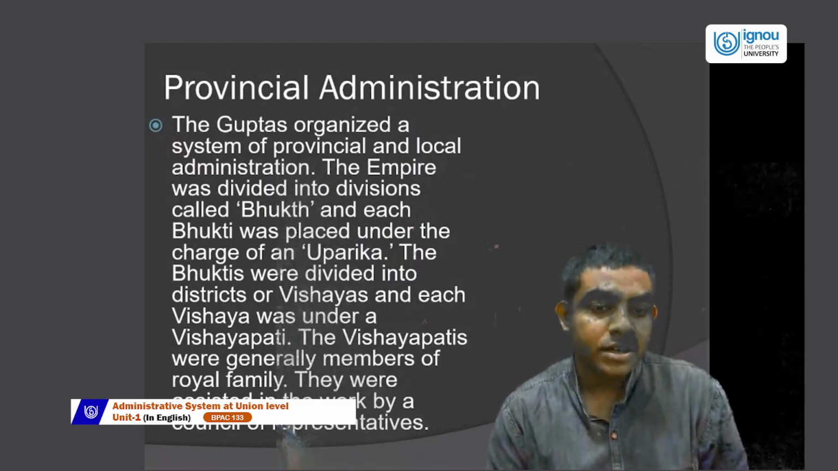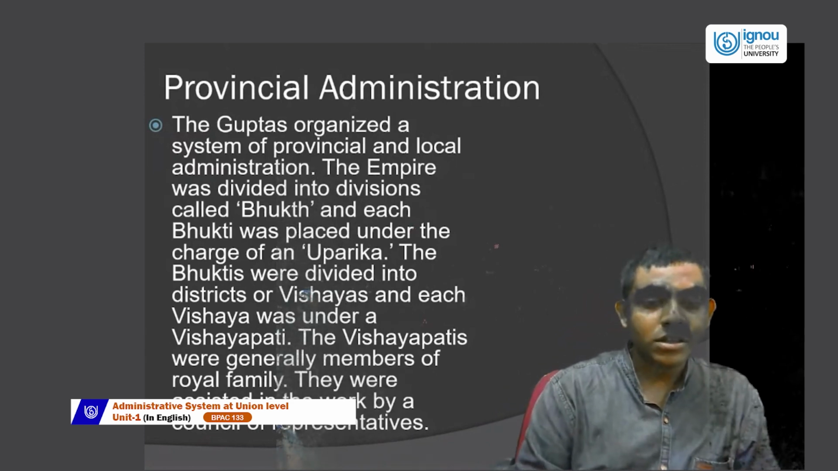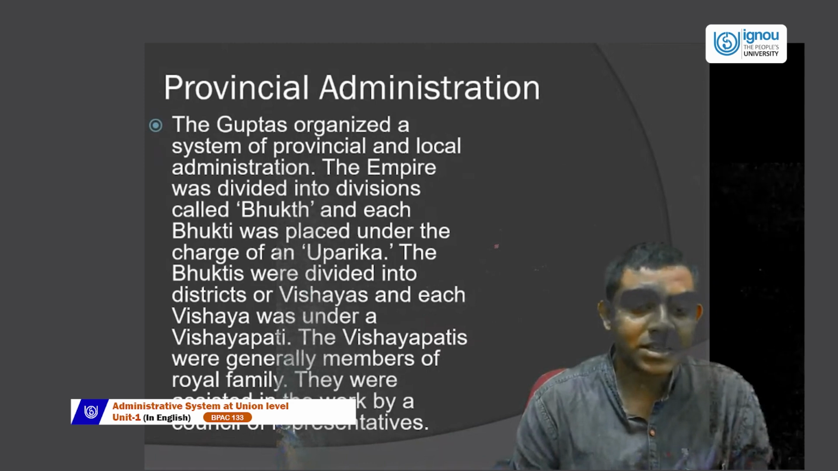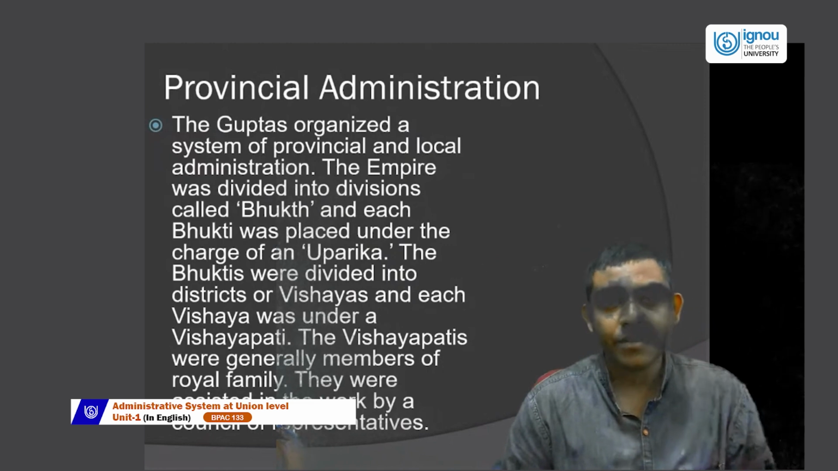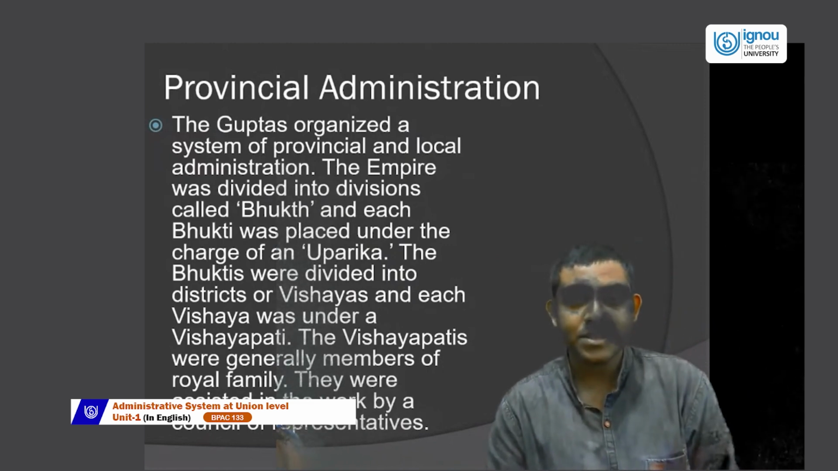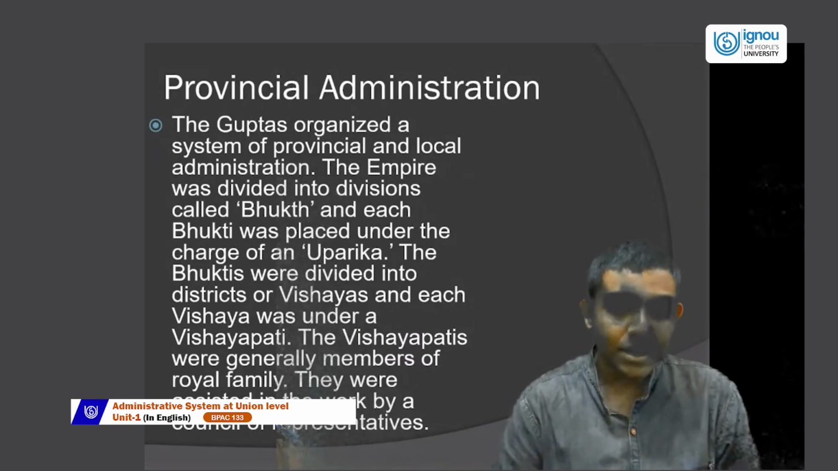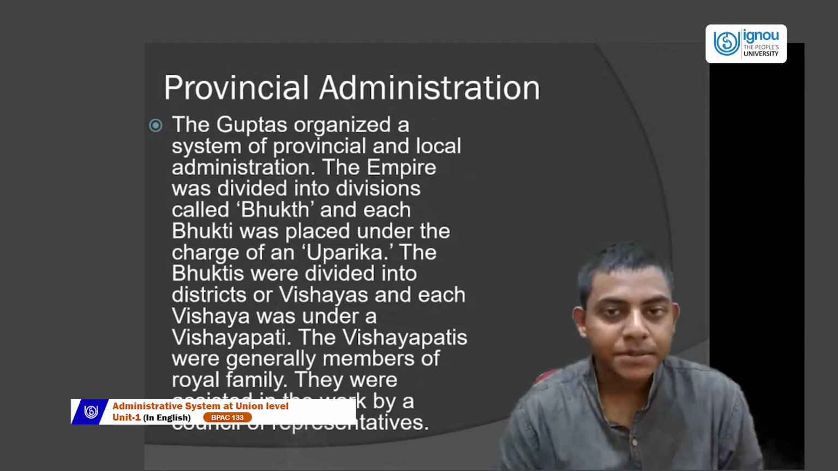So the entire empire was divided into certain divisions called the bhukti, and each bhukti was placed under the charge of an uparika. The bhuktis were further divided into districts or vishayas, and each district was placed under a vishayapati, who were generally members of the royal family, and they were assisted in their work by a council of representatives.